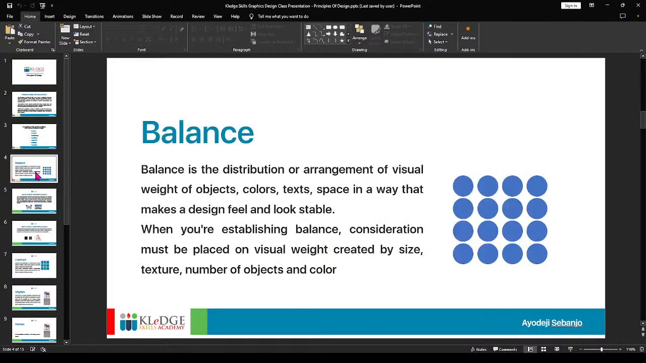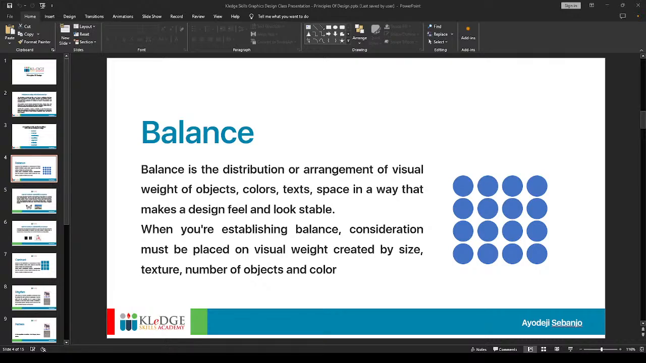balance. What is balance? Balance is the distribution or arrangement of text, objects, colors, shapes, space in a way that makes a design feel and look stable. That is balance as a principle of graphic design. We can see it on the screen. I'm very sure we can see it on the screen.